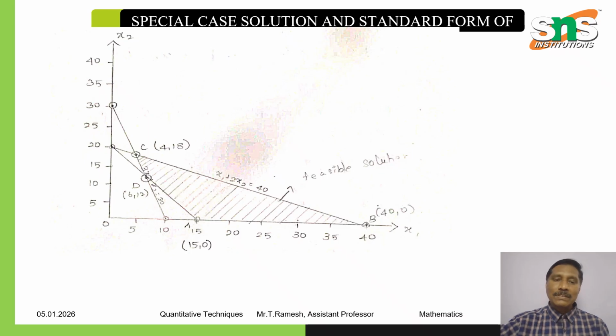The first equation is less than or equal to type. The others are greater than or equal to type. So in this line, it is greater than or equal to type. Therefore, we consider the region outside.